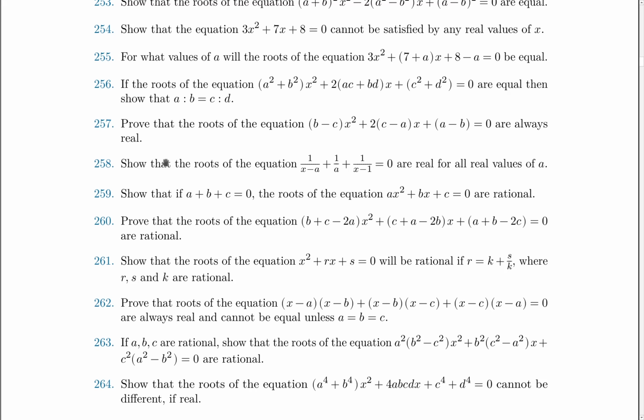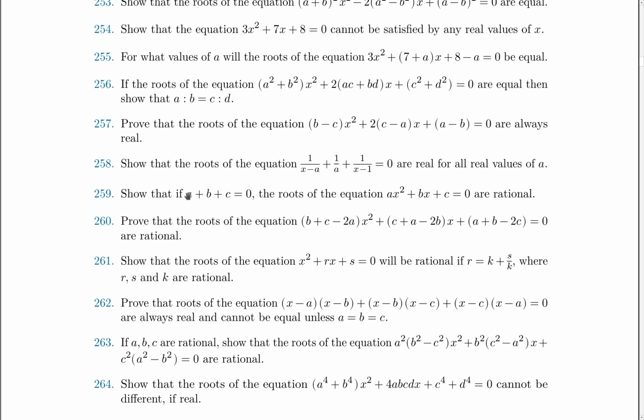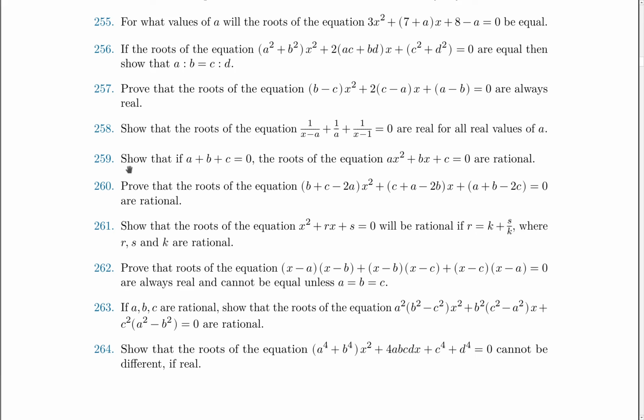Next question is, show that the roots of the equation 1 by (x minus a) plus 1 by (a plus 1 by x minus 1) is equal to 0 are real for all real values of a. So in this case, we take LCM, we get the equation as x square minus (a plus 1) minus a square is equal to 0 after LCM. So the discriminant would be (a plus 1) whole square plus 4a square, which is greater than 0 for all a, and hence the roots would be real. That was 258. Now we come to 259.